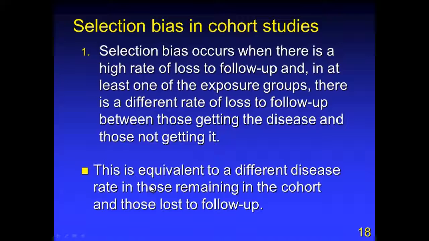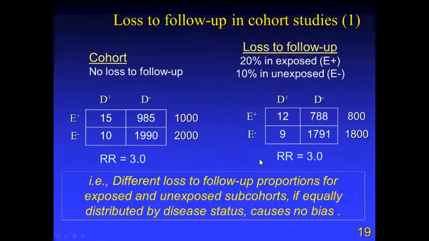And this is actually equivalent to a different disease rate in those remaining in the cohort and those lost to follow-up. That's another way of thinking about the same thing. So let's illustrate it. Here we have our hypothetical cohort, and there's no loss to follow-up. This is a perfect cohort, no loss to follow-up, and we would obtain a relative risk of 3.